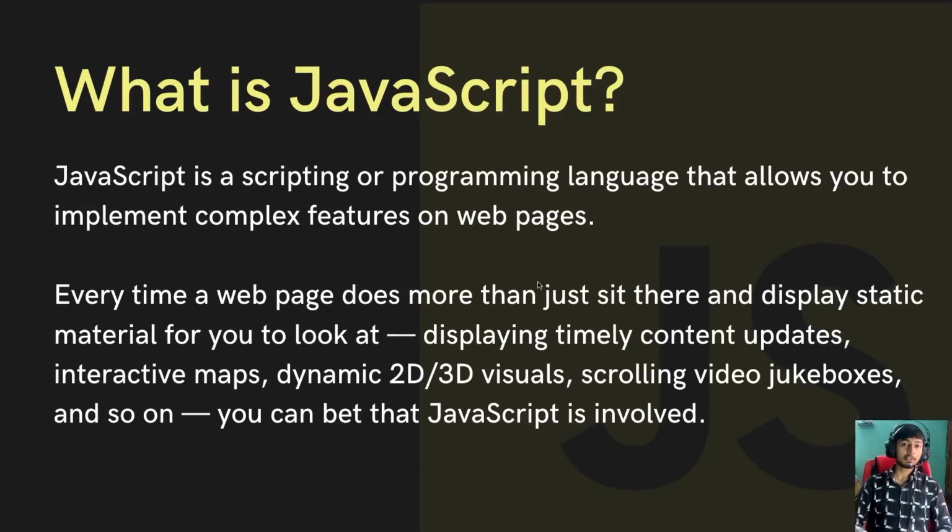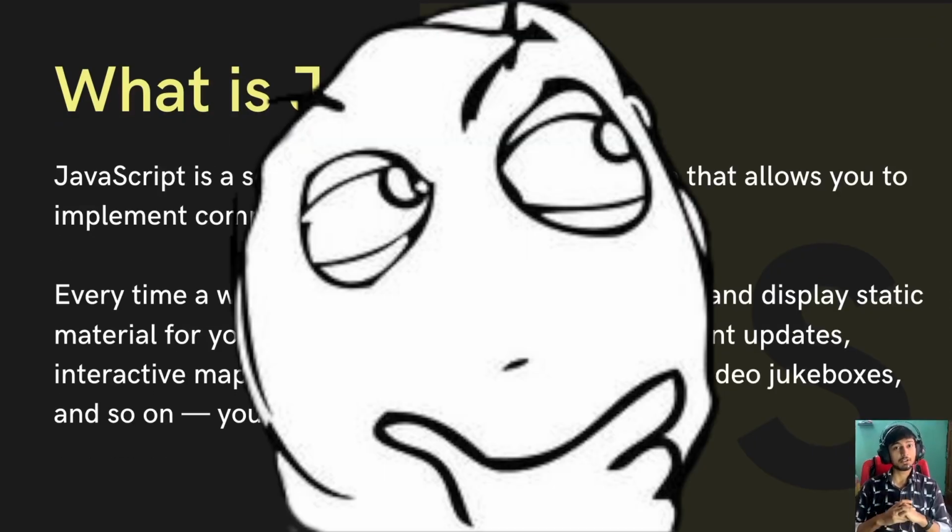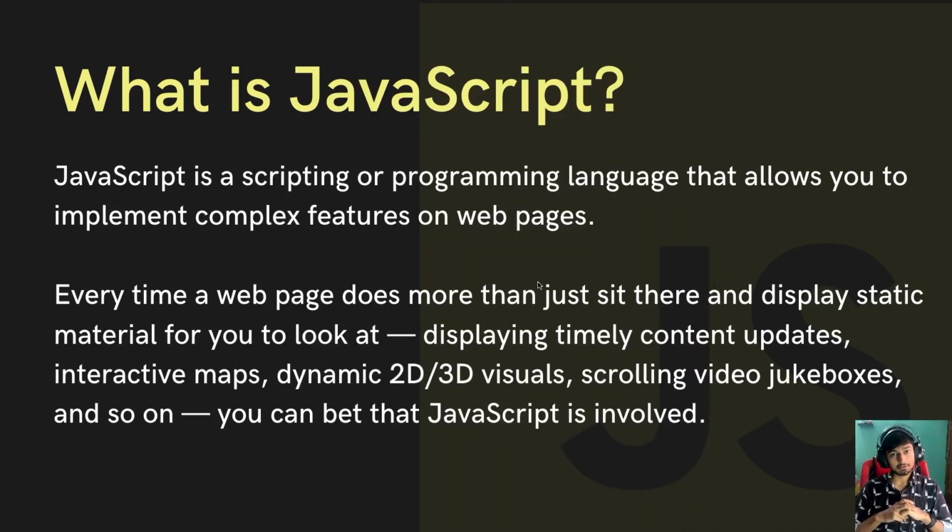So before we start writing our code in JavaScript, we first have to know what exactly JavaScript is. As you can tell by the name itself, it's a scripting language which is used to make web pages into actions. You can say it adds actions to a web page.